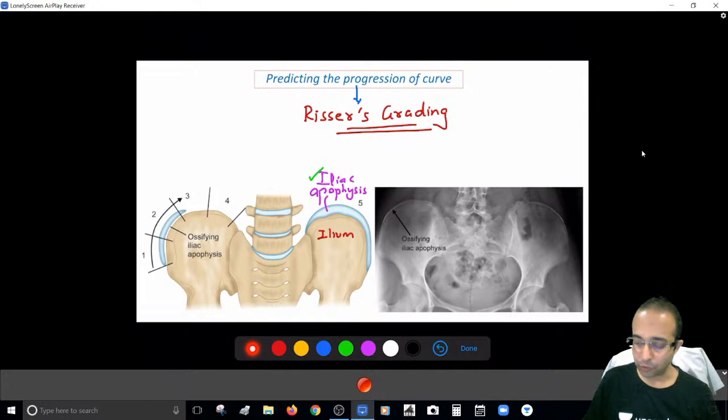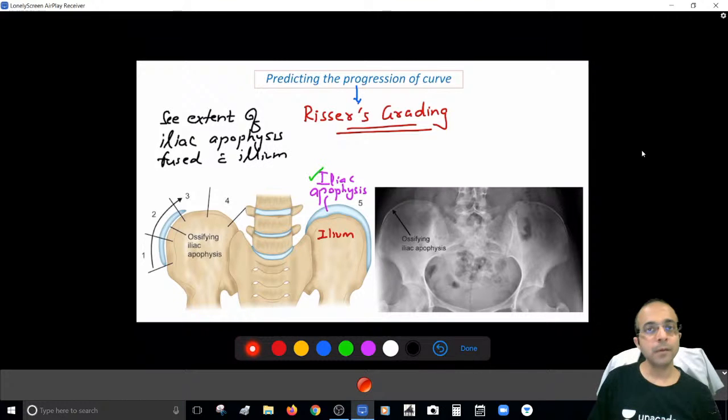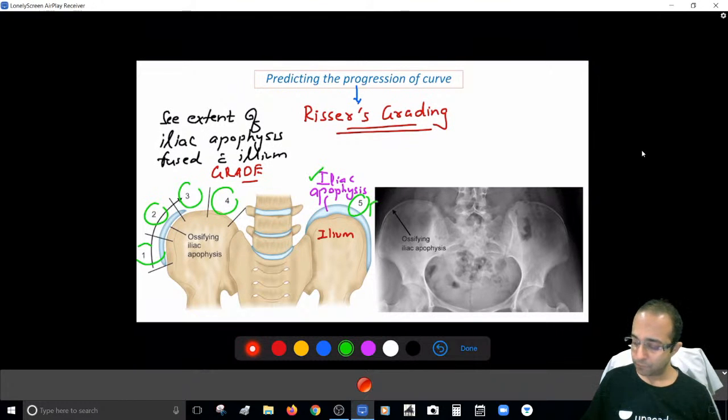So I'll just write this down for you. See the extent of iliac apophysis fused with ilium. Clear? And based upon this fact, grade. See, a little fused, grade 1; 2/3 fused, grade 2; almost half fused, grade 3; more part fused, grade 4; grade 5, full fusion.